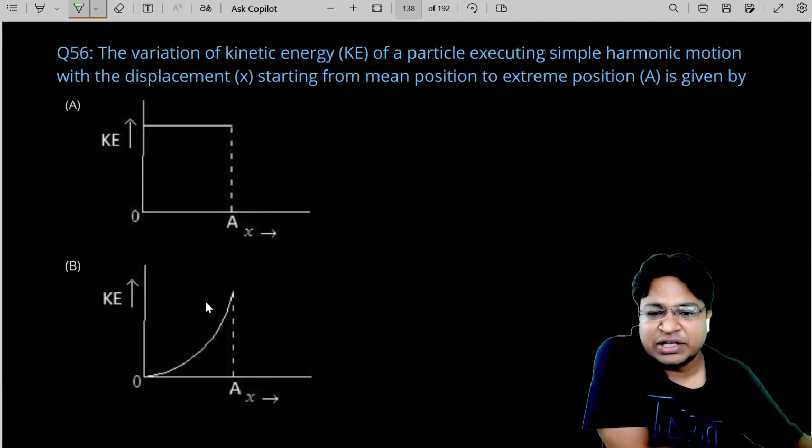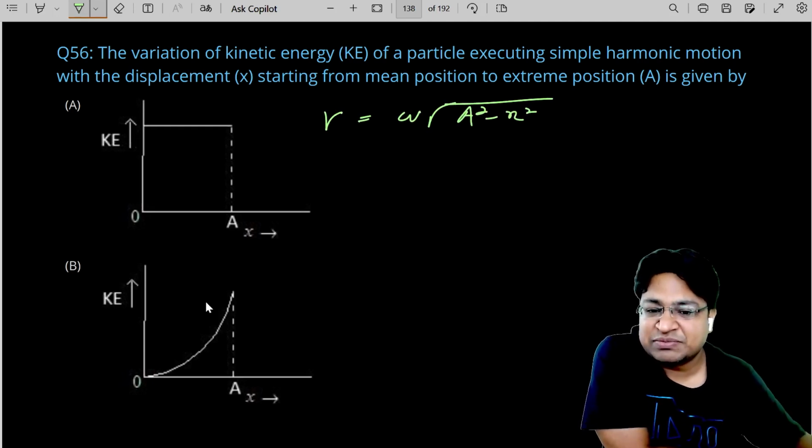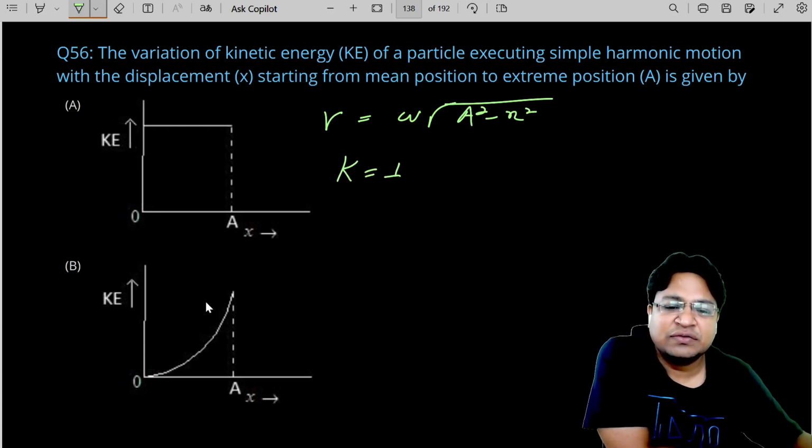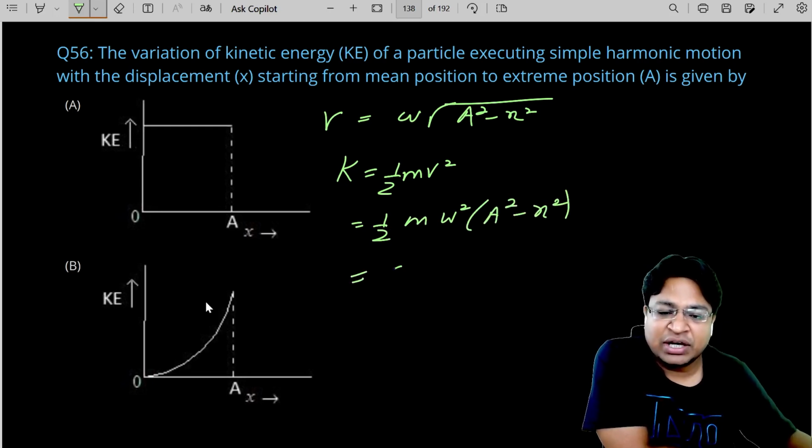It says the variation of kinetic energy of a particle executing simple harmonic motion with displacement. Now, if a particle is performing SHM, then the speed of the particle is given as omega times root of a square minus x square, and x represents displacement from the mean position. So the kinetic energy would be half m v square. So it will become half m omega square and then a square minus x square.